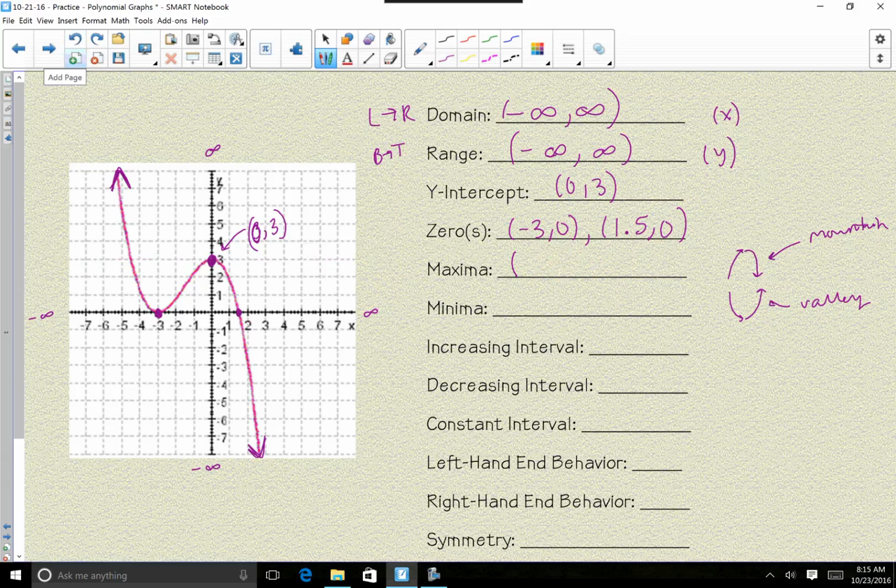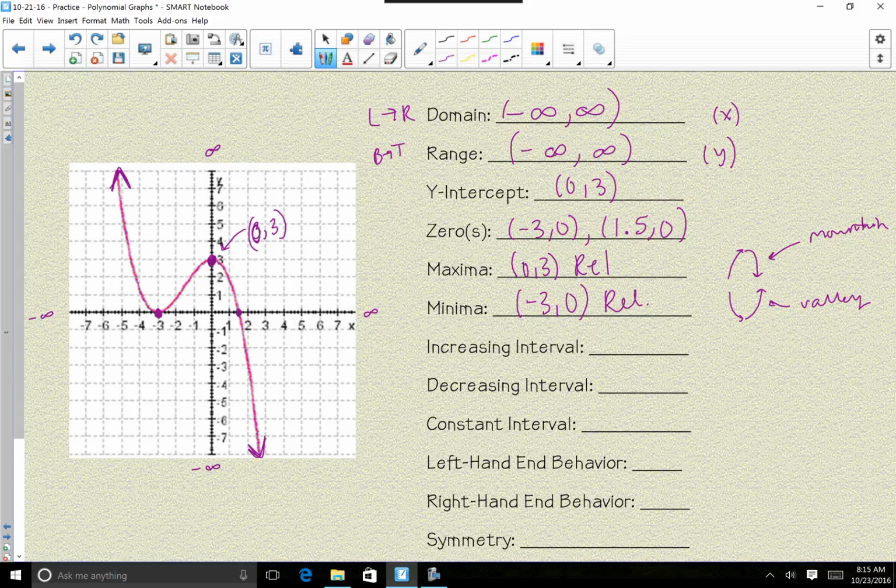Okay, so (0, 3), and it was relative. All right, then I come and I see a minimum value here at (-3, 0), and I'm trying to see is there any graph below this line, and yeah, I've got all this stuff down here. So this would also be a relative minimum.